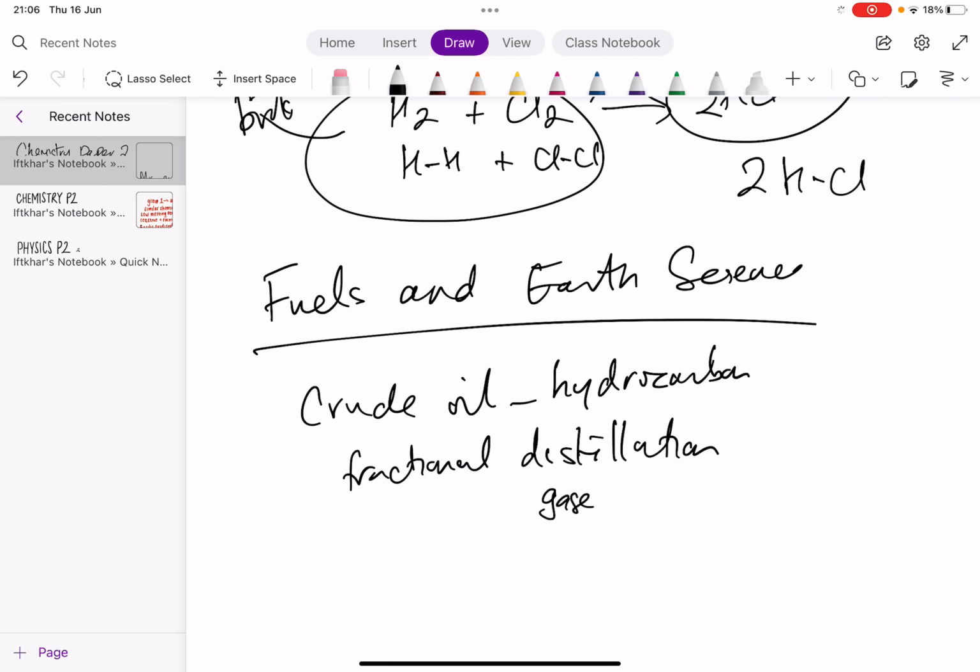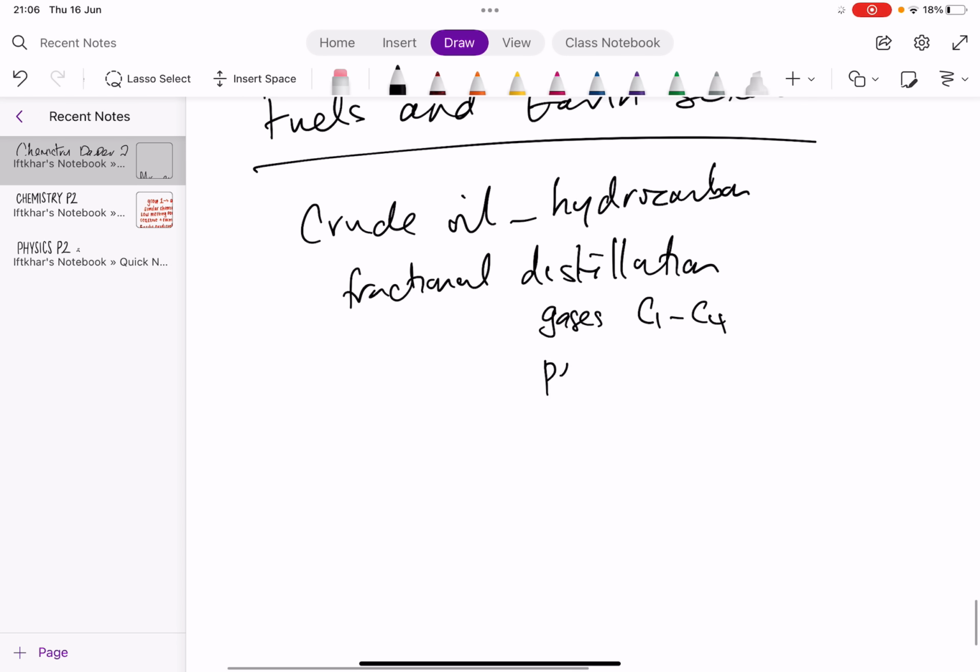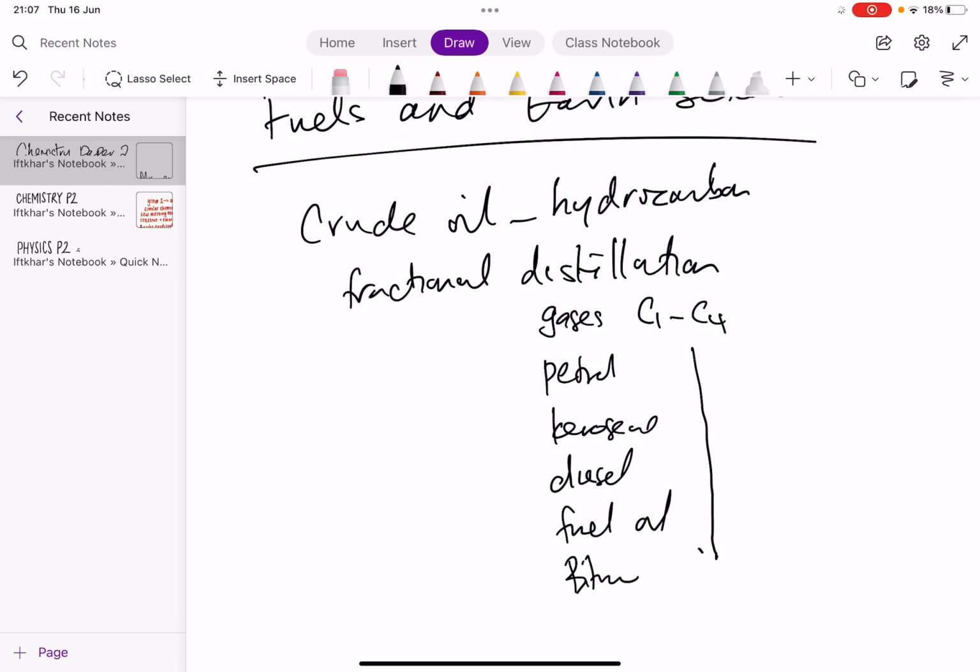So you will get gases at the top of the fractionating column, and then you'll get petrol, kerosene, diesel, fuel oil and bitumen at the bottom. So these basically are what's happening as crude oil is fractionally distilled. The fractionating column is hotter at the bottom, about 350 degrees, and it's about 20 degrees at the top.